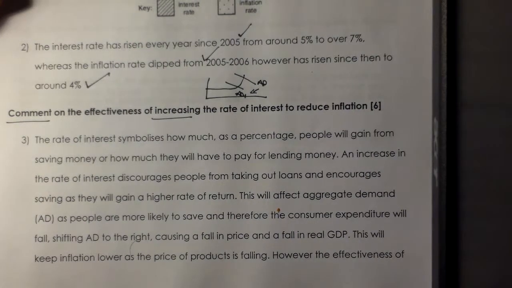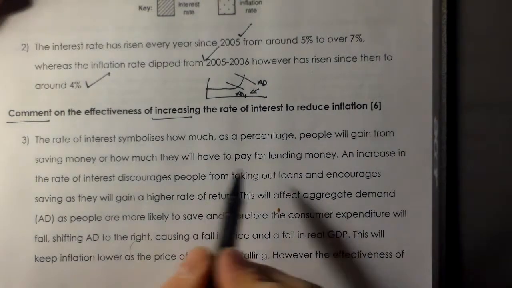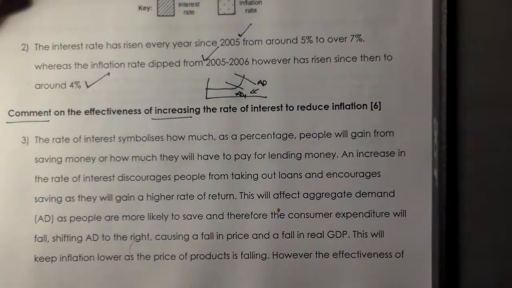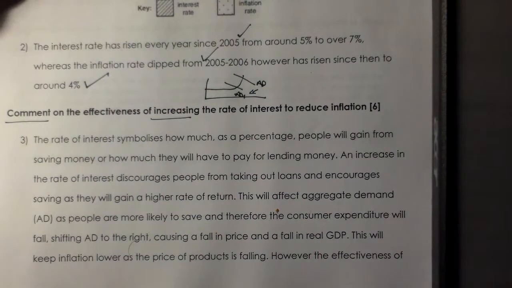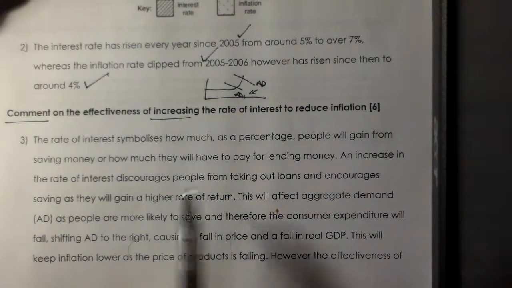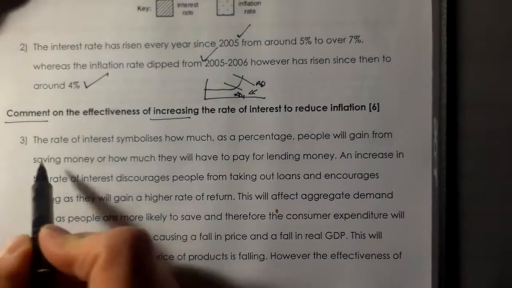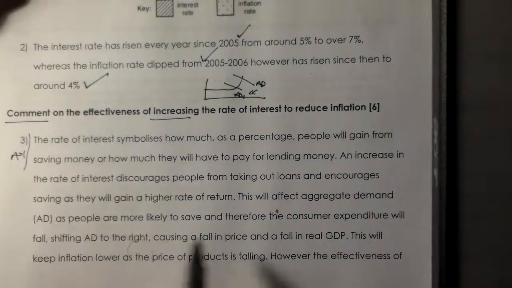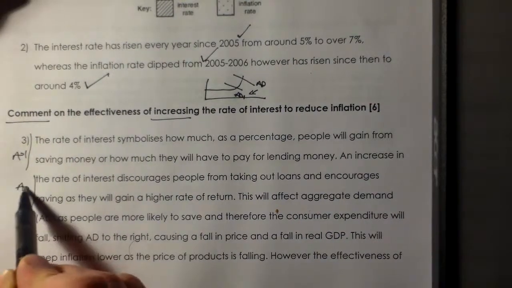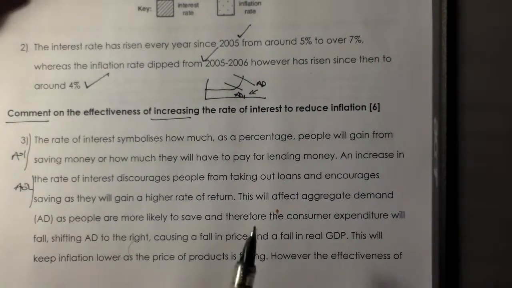The answer here says the rate of interest symbolises how much as a percentage people gain from saving money or how much they have to pay for lending money. Another way to say that would be the cost of borrowing, but we'll find up until this point. An increase in the rate of interest discourages people from taking out loans and encourages savings as they will gain a higher rate of return. So we've got a bit of AO1 at the start there, and now a bit of AO2 to say what the effects would be.